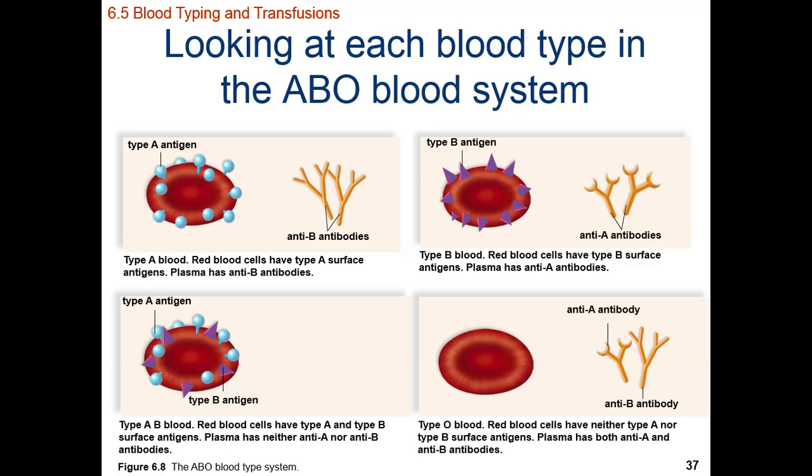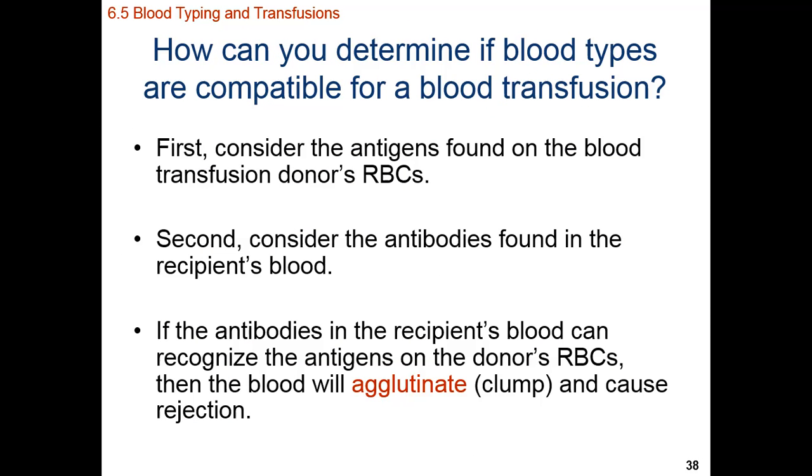How can we determine if blood types are compatible for a blood transfusion? First, we need to be able to figure out what the donor's blood type is. So we need to type their blood. And then we also need to consider what kind of blood the patient has. So the patients can only receive blood that they do not have antibodies against, if they do not have antibodies in their own bloodstream that will attack the blood that they are receiving.